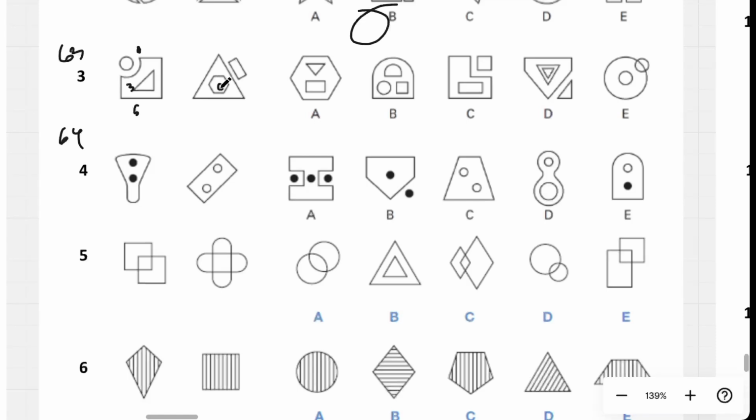And then 6 inside. 3, 4. We can definitely cross out these because you always get 1 on the outside, 1 on the inside, which crosses out all of them. We don't have to count any of the vertices. We've got a shape on the inside, shape on the outside, so it's going to be C.